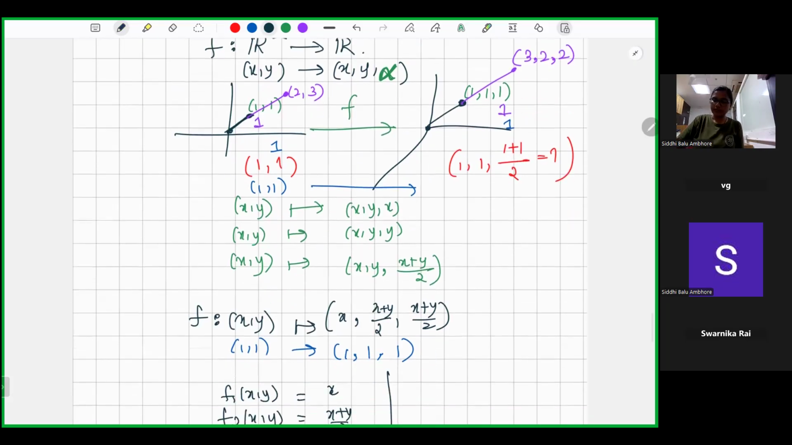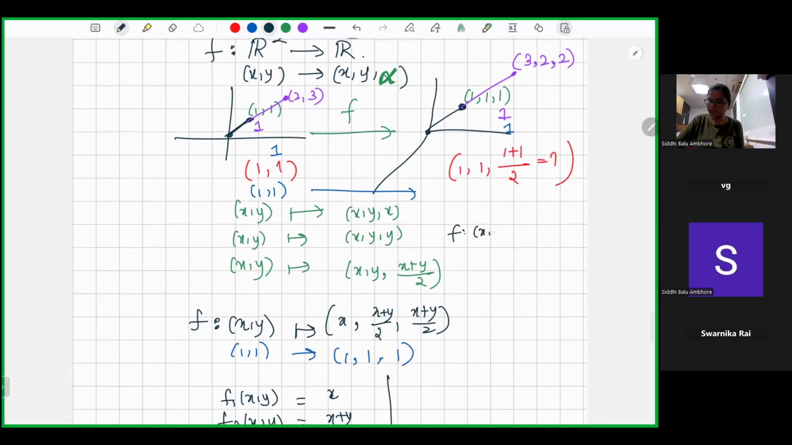So if I take my f to be this, f from R2 to R3, (x,y) going to (x,y,x), then this is satisfying this first point, right? The green one is satisfied here, but this purple or whatever color it is, this point is not satisfying this, right? (2,3) in this case will go to (2,3,2). This is not what I want. I want (3,2,2).